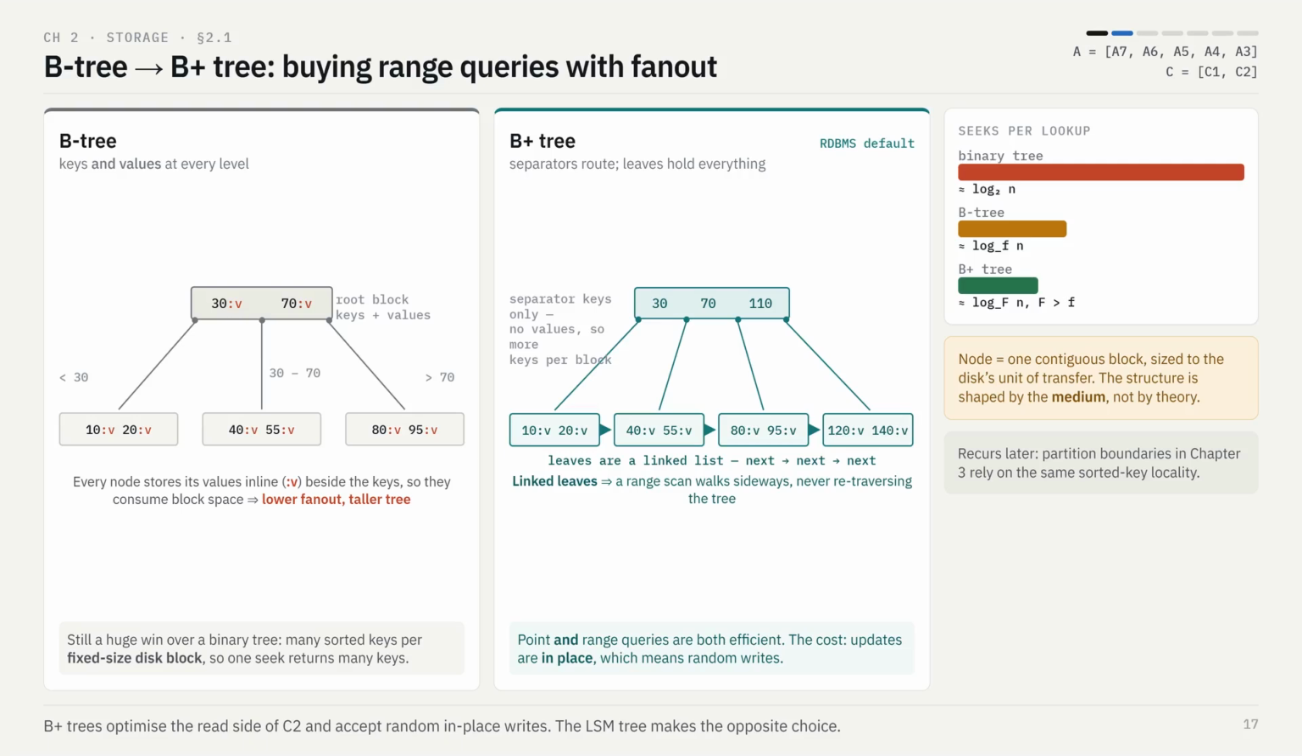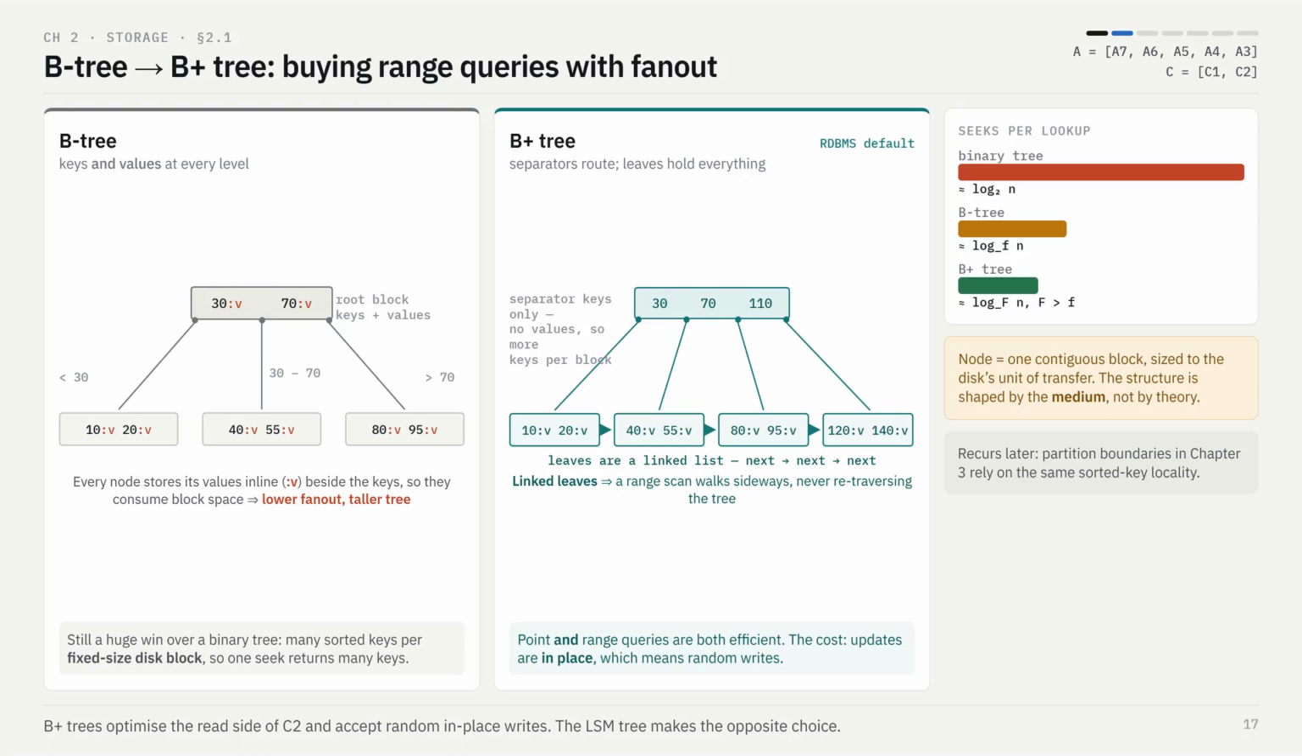The B plus tree is an optimization of the B tree, and it's the structure most commonly used in relational database engines. Here's the refinement. Internal nodes store only separator keys, used purely for routing, while all key value pairs are stored in the leaf nodes. Because the internal nodes no longer carry values, more keys fit in each block, which increases fan-out and reduces tree height relative to a plain B tree.